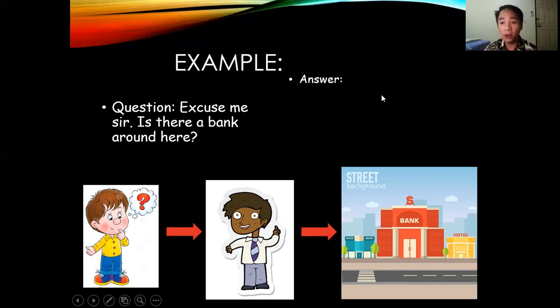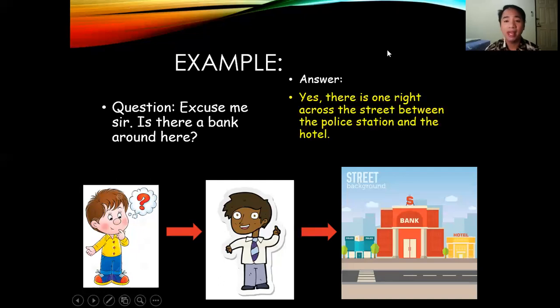By looking at the photo, you will say, yes, there is one right across the street between the police station and the hotel. So if you look at the photo here, the bank is across the street. This is the street. Across is the bank here, wherein you can find 3 buildings, right? We have the police station. At the center is the bank and the hotel. On the other side, right?